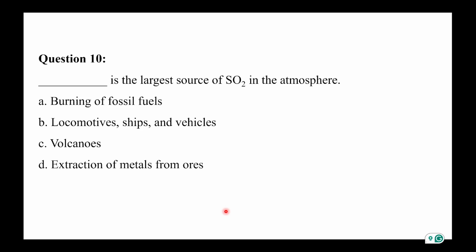Moving to the next question. Dash is the largest source of SO2 in the atmosphere. Dash is the largest source of sulfur dioxide in the atmosphere. Option A burning of fossil fuels. Option B locomotive ships and vehicles. Option C volcanoes. And option D extraction of metals from ores. What would be the correct answer?